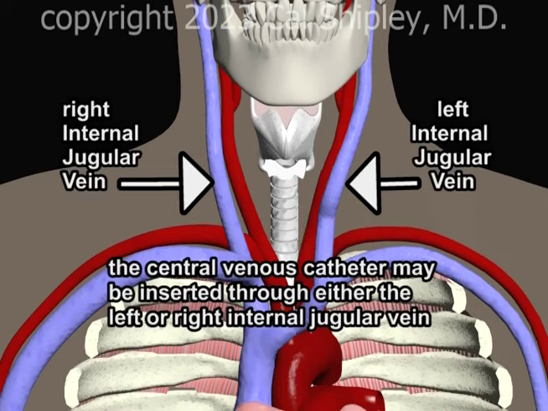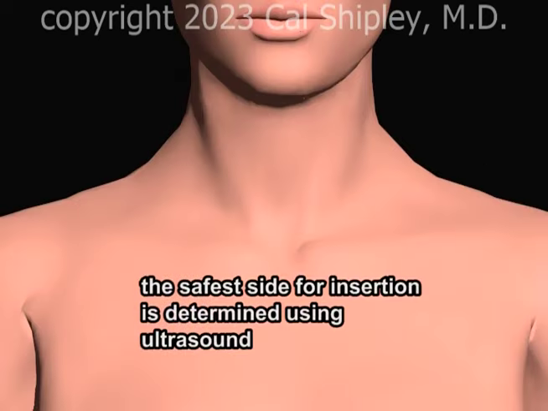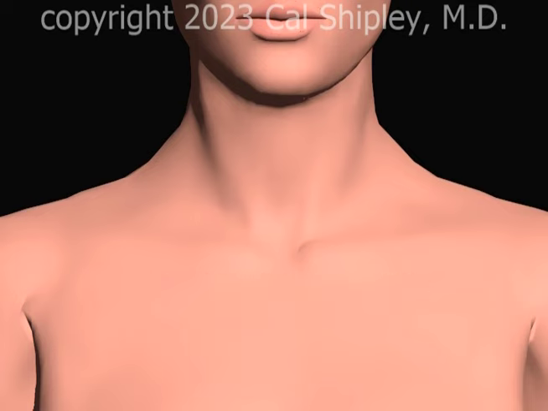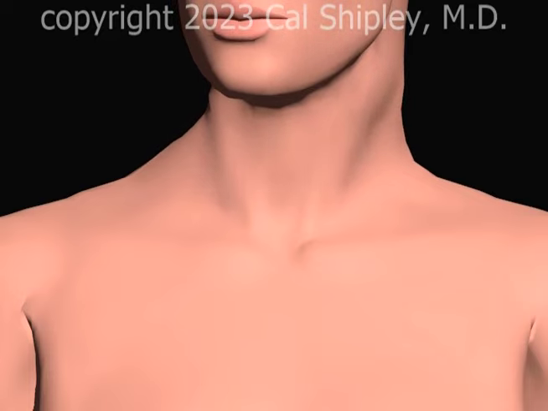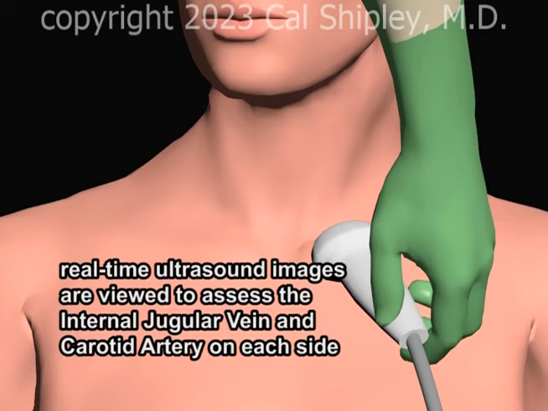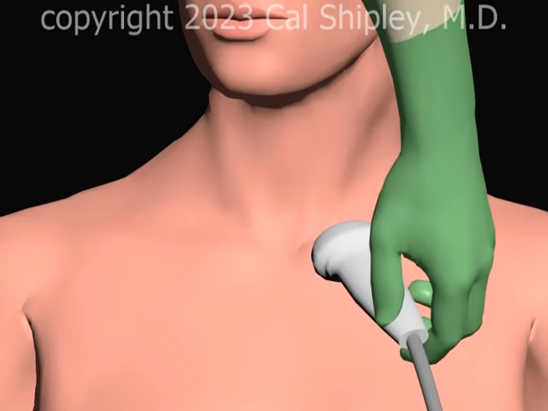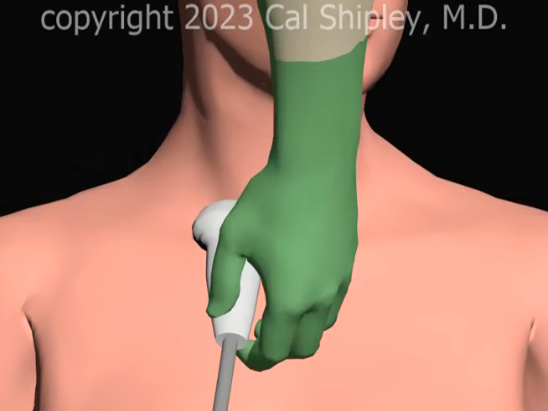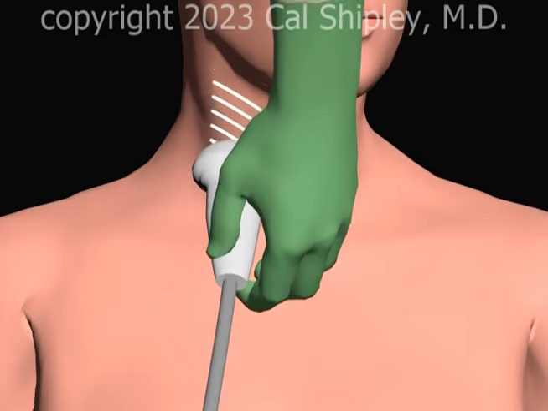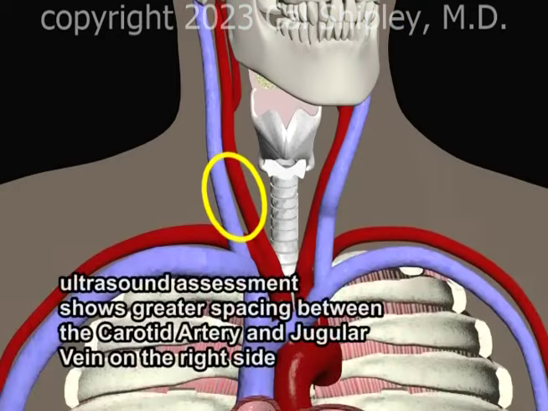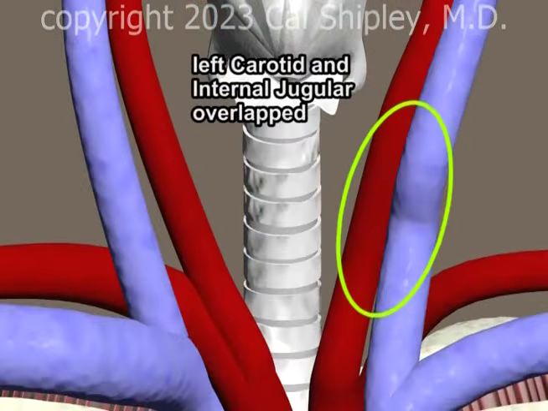The central venous catheter may be inserted through either the left or the right internal jugular vein. Ultrasound imaging is used to determine the safest side for insertion. Real-time ultrasound images are used to assess the internal jugular vein and carotid artery on each side. In this example, ultrasound assessment shows good spacing between the right carotid artery and the right internal jugular vein, whereas the left carotid artery and internal jugular vein show some overlap.